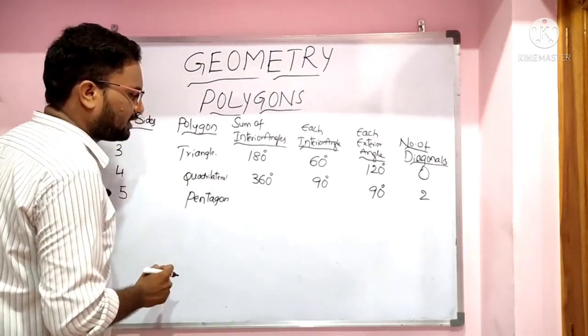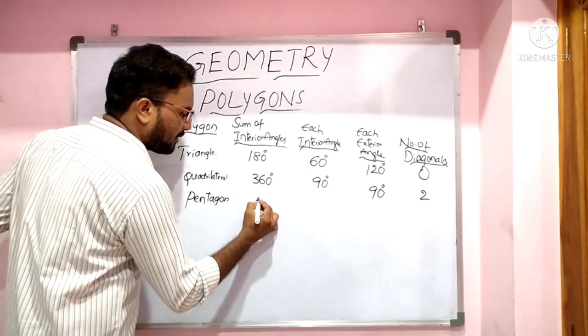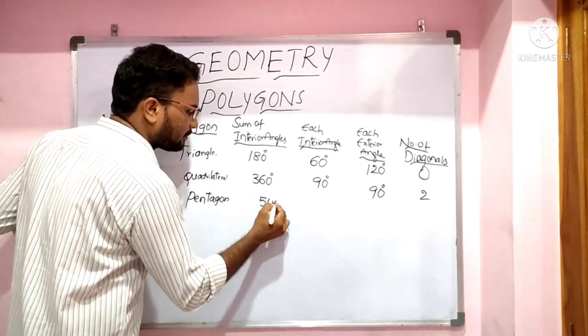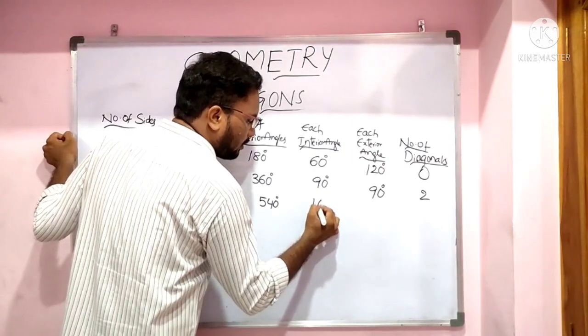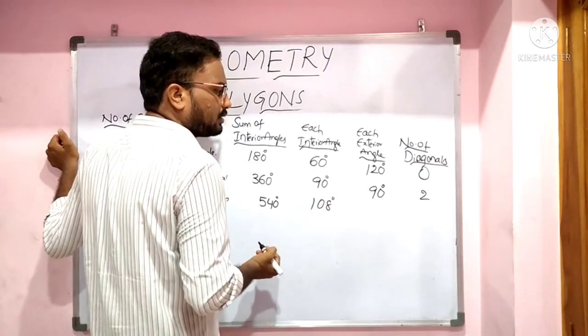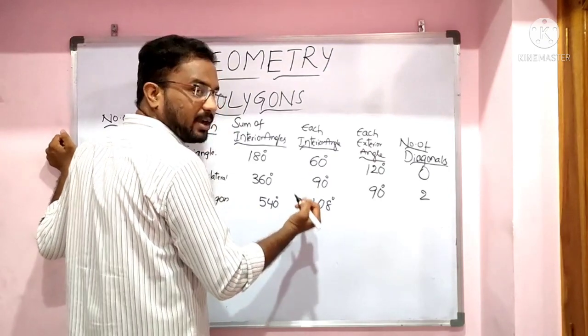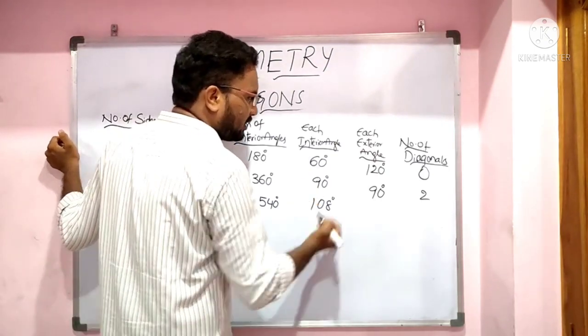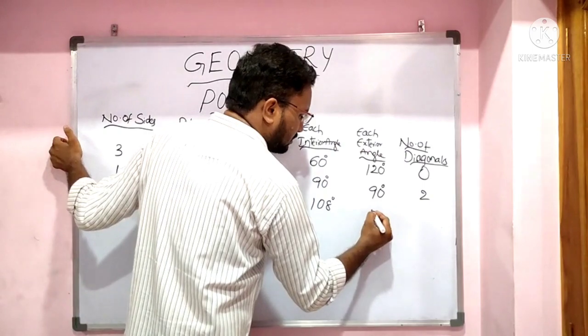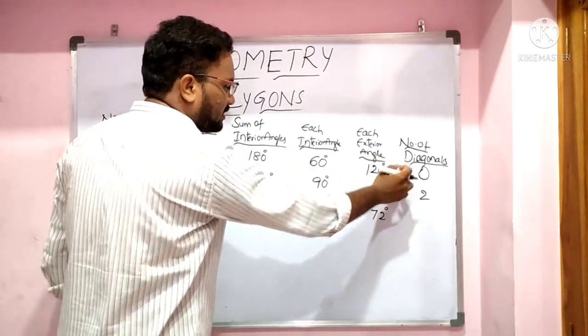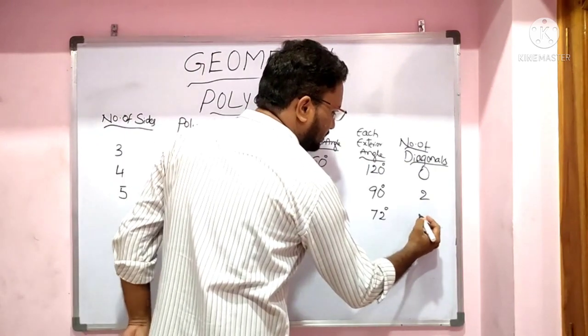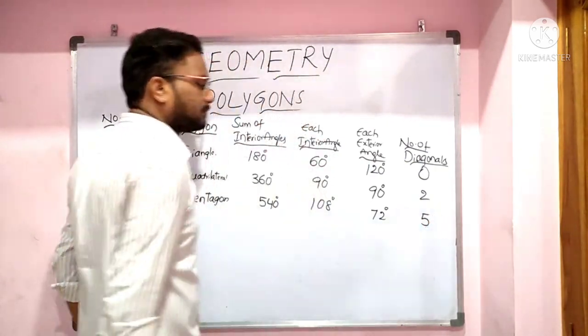The sum of interior angles is 3 pi, that is 540 degrees, and each interior angle is (n minus 2) into pi by n, 108 degrees, and each exterior angle is 72 degrees. The number of diagonals is 5 into (5 minus 3) by 2, so 5.